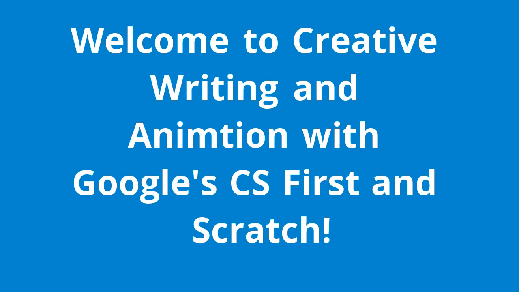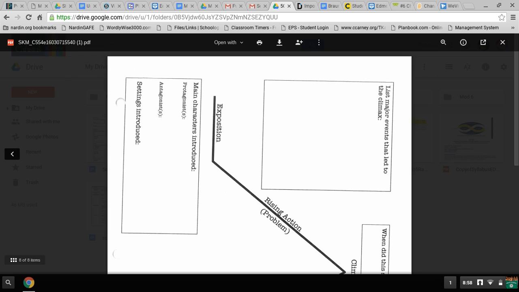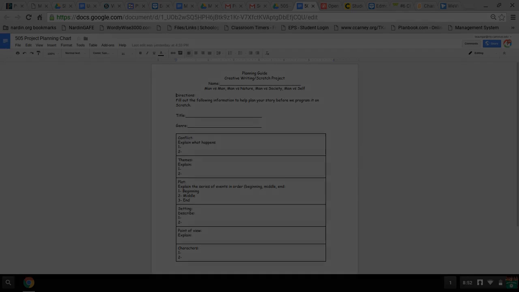Welcome to our next unit in creative writing and animation. In this unit, you will be constructing a creative writing story and animating it on a program called Scratch. We'll start by learning about the plot pyramid so you can understand the various elements of a story. We'll learn things such as theme, conflict, characterization, point of view, setting, and more.